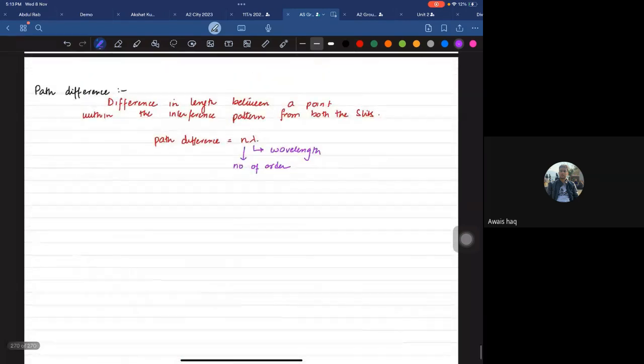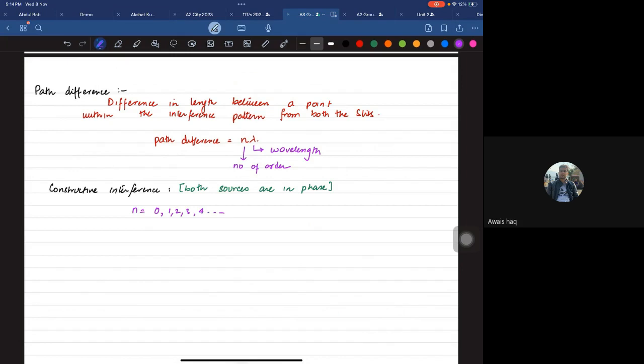Okay, kids. Which means that if there is constructive interference, which basically means both sources are in phase, then n has to be equal to 0, 1, 2, all whole numbers, like that.